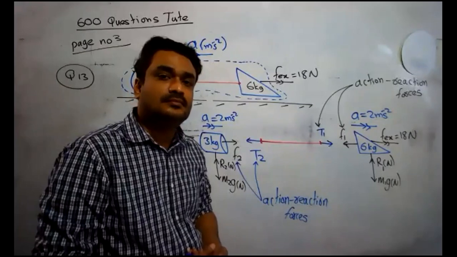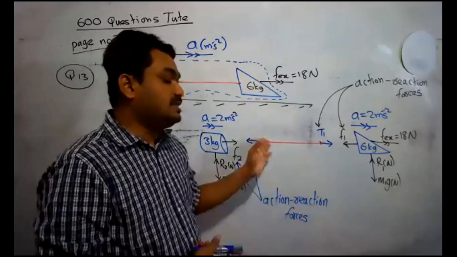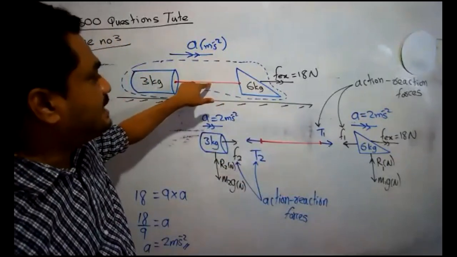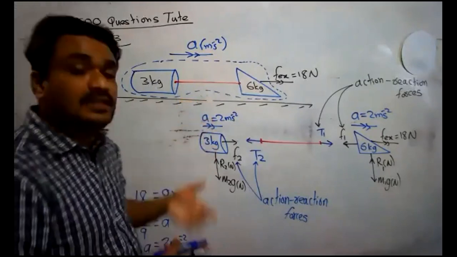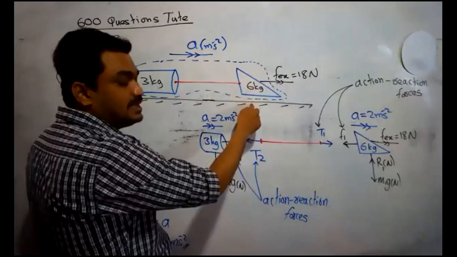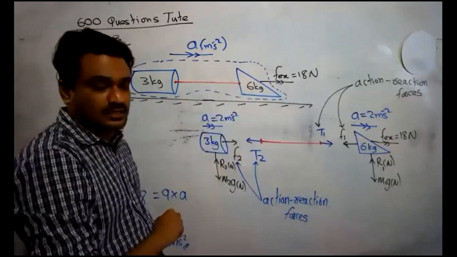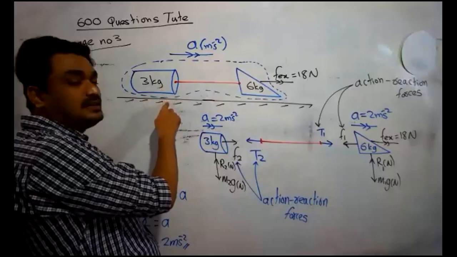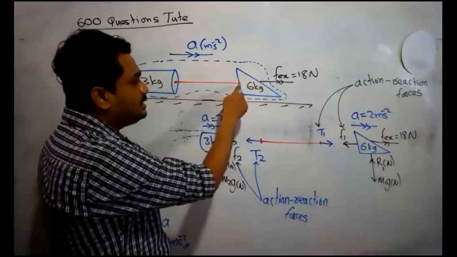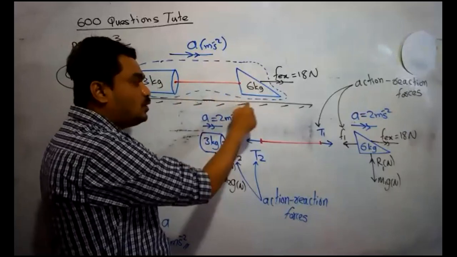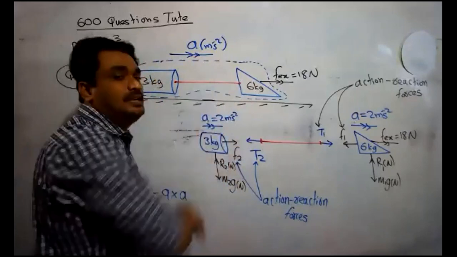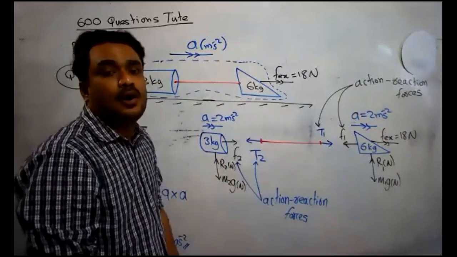Because the string has no normal reaction force. The string is above the surface. As it is not in contact with the surface, the surface cannot give a reaction force. The object is on the surface, so the surface gives a force. The 3 kg object is in contact with the surface, therefore the surface is giving a reaction force. But the string is not in contact with the horizontal surface. Therefore the surface does not give any force to the string. So I didn't mark R on the string.